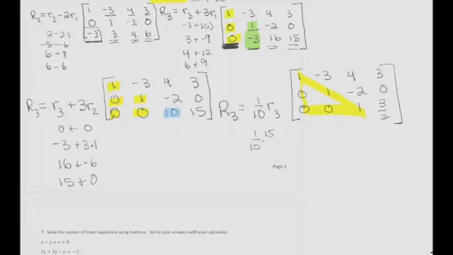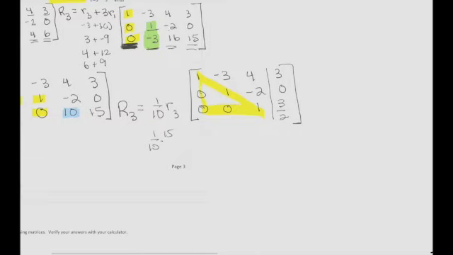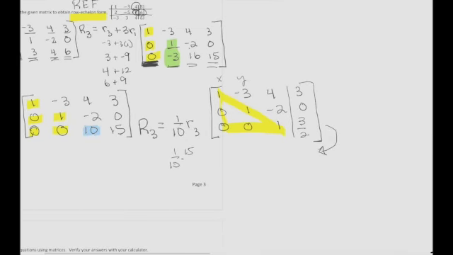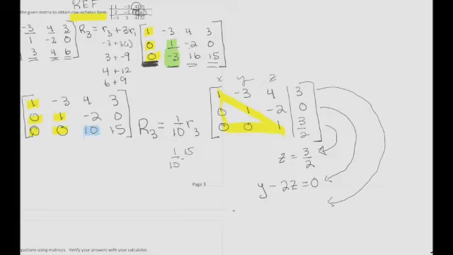I'm content, and now I can start talking about what this means, okay? So these are x's, y's, z's. They didn't give us variables. It could have been a, b, c. We don't know. But I'm going to say z. So this variable z is equal to the constant 3/2. The next line means 1y minus 2z equals 0. And the top one means 1x minus 3y plus 4z equals 3.